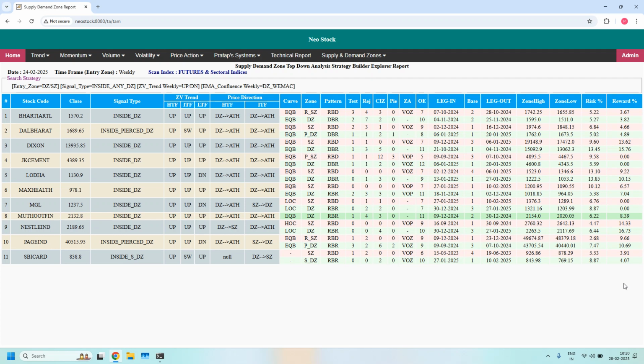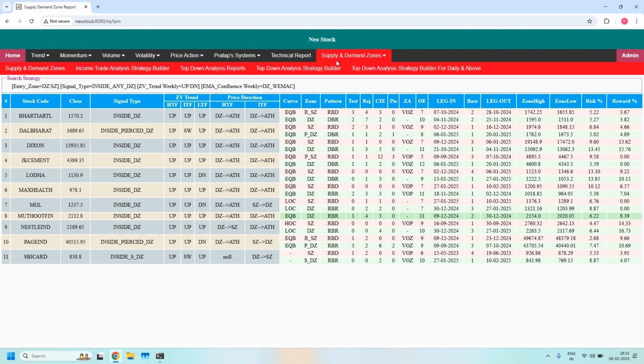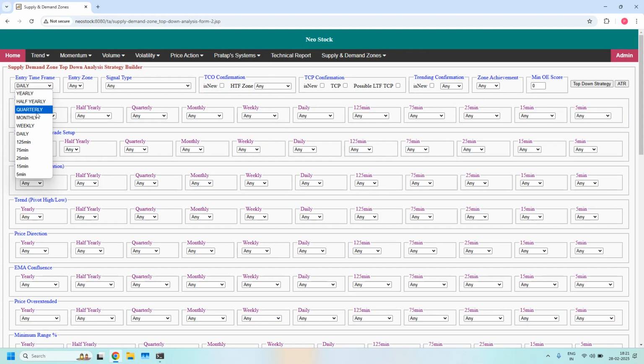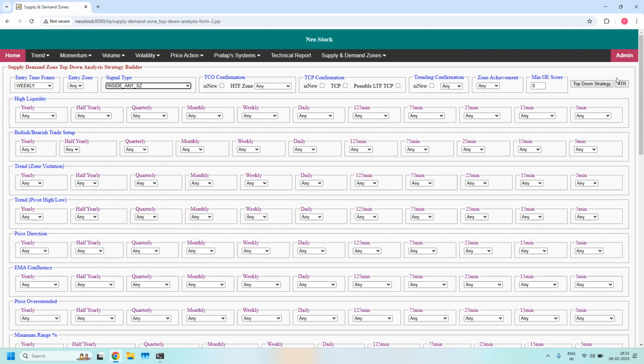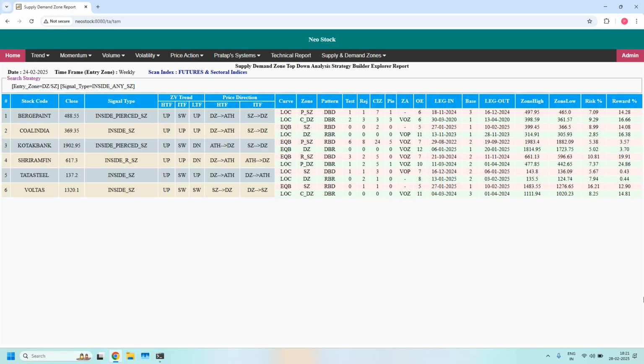And price closed inside the weekly demand zone. Next we will look into price closed inside weekly supply zone. For weekly time frame, price closed inside weekly supply zone, we got only 6 stocks. Let's check out of these 6 any of these weekly supply zones are having weekly EMA confluence.